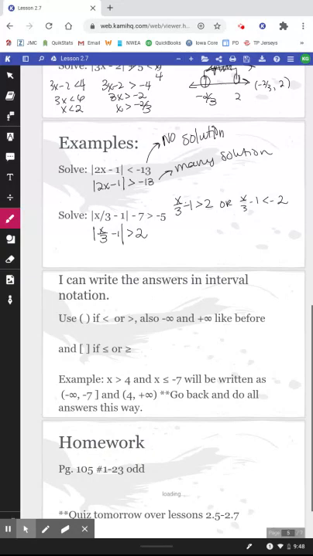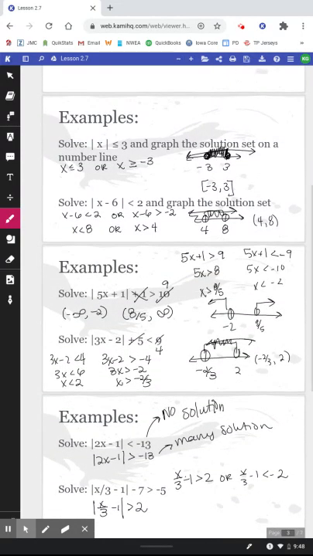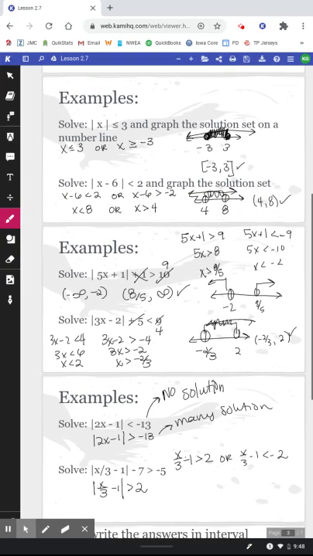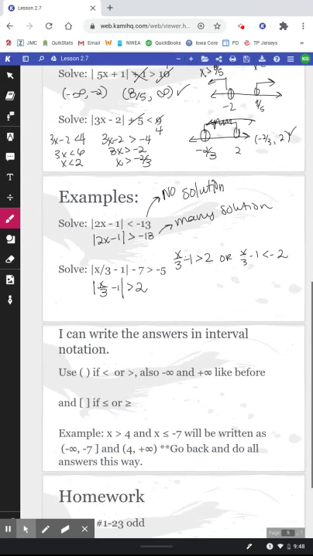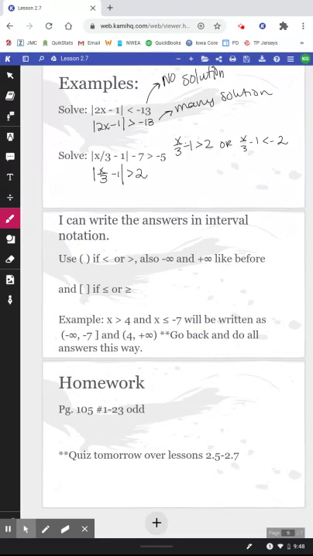Our last slide just said make sure that you write the answers in interval notation, which we already have been doing here. We didn't do it for the last one because we didn't solve, but the rest are good. And so you're ready for your homework.